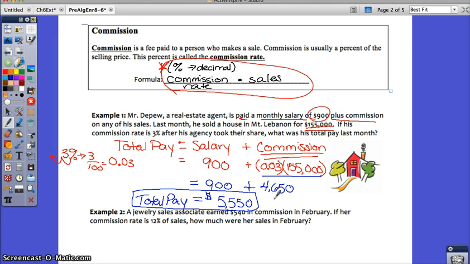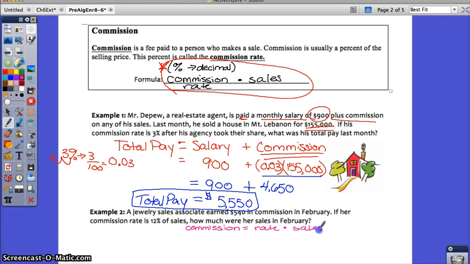Let's try another one. A jewelry sales associate earns $540 in commission in February. So now we know the commission. If her commission rate is 12% of her sales, how much were her sales in February? So to find the sales, we know that our commission is going to be equal to the rate times the sales, right?